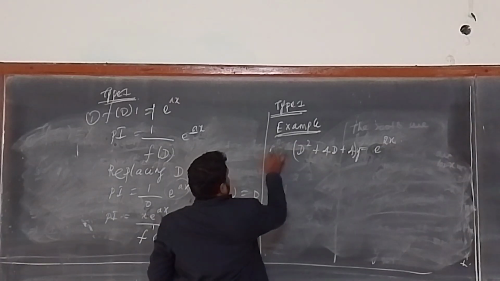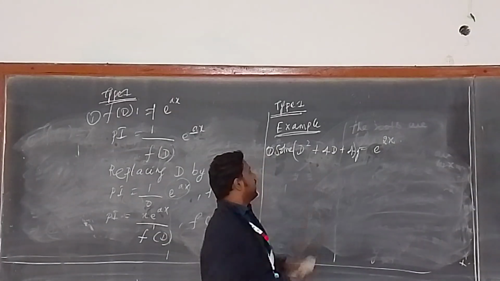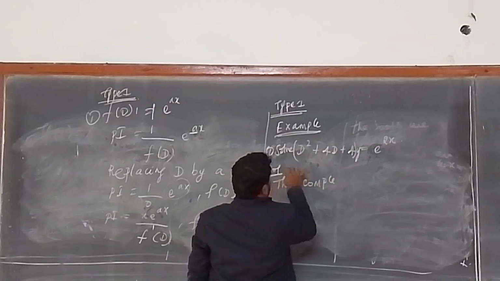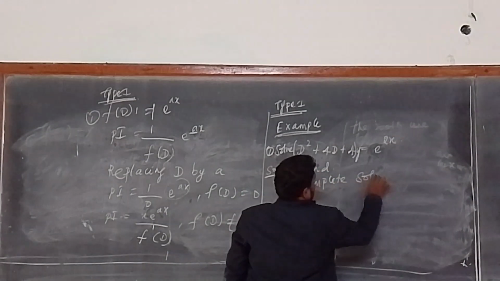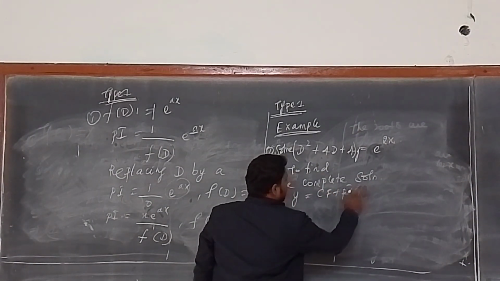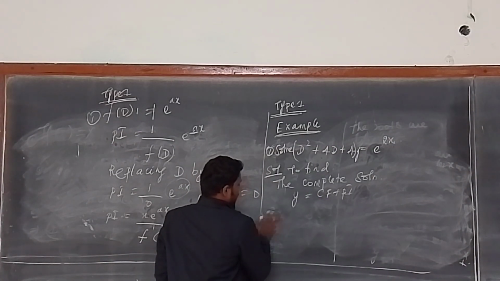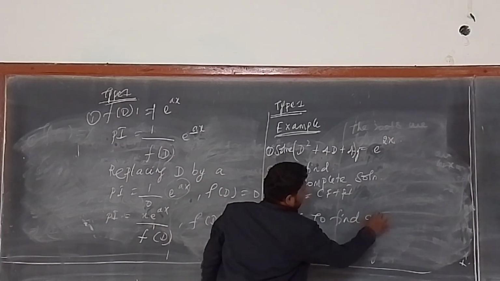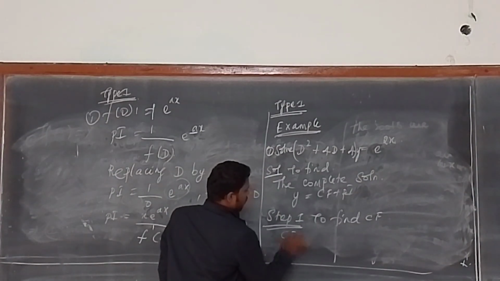How do we find it here? We first find the complementary function, then the particular integral, and so we get the complete solution. To find the complete solution, y is equal to CF plus PI. First of all, how to find the CF? Step 1, to find the CF.